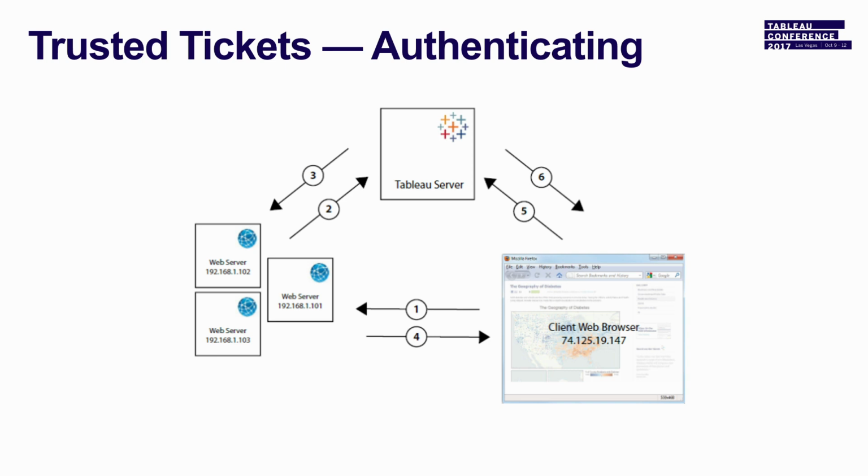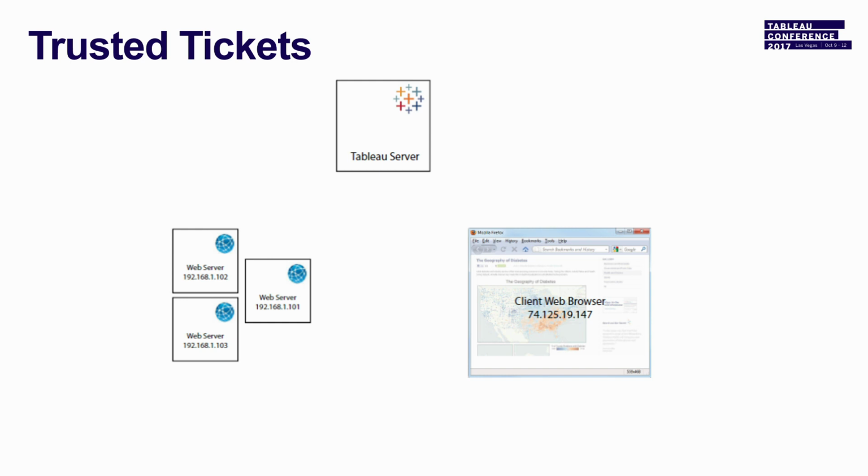If you go to our documentation and look up trusted authentication, this is what you'll see. And a lot of people are scared off a little bit by this diagram, so I'm going to step you through it. There's kind of three pieces to the story, three different sets of machines. The first is your client's browser. They navigated to a specific page in your web application. The second, in the bottom left, is the machine or set of machines that run your web application. And the third is Tableau server.